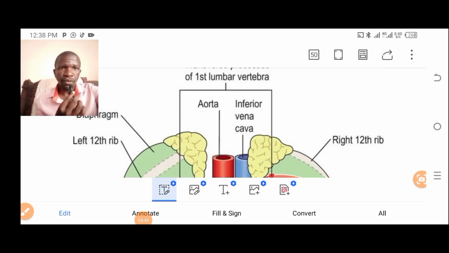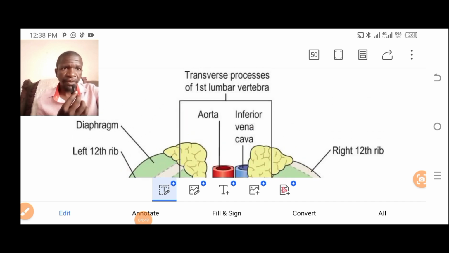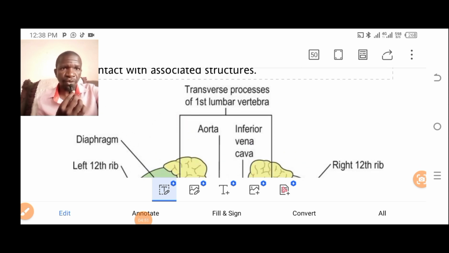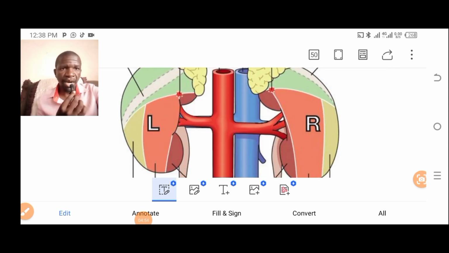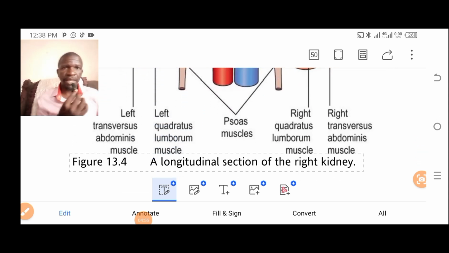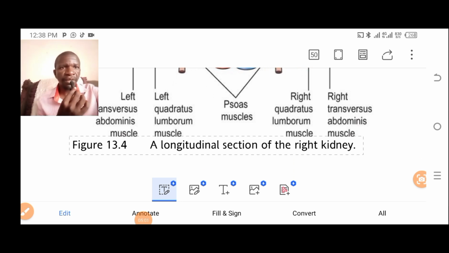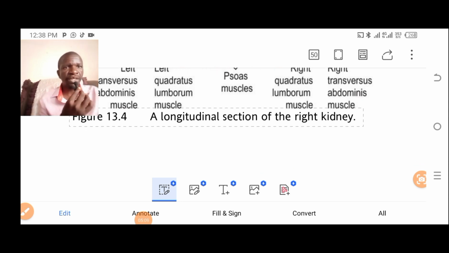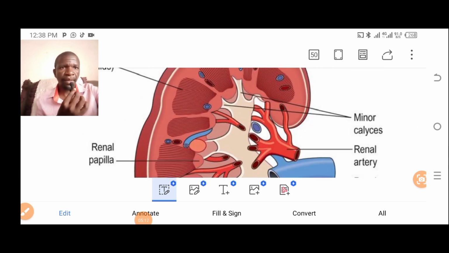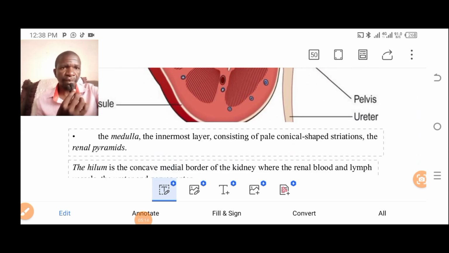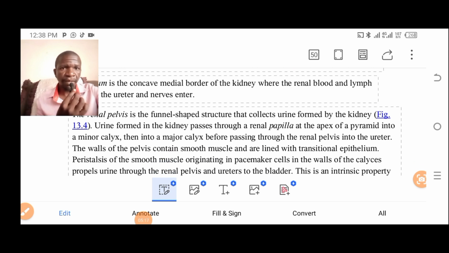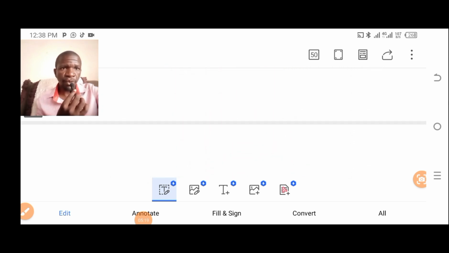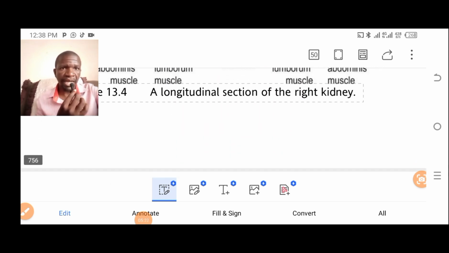The diaphragm, the 12th rib, the right 12th rib, the inferior vena cava, the aorta, the transverse processes of the first lumbar vertebra, the left transversus abdominis muscle, the left quadratus lumborum muscle, the psoas muscle, the right quadratus lumborum muscle, the right transversus abdominis muscle. So this is a longitudinal section of the right kidney. Right, let us look at this very important diagram. This diagram shows a longitudinal section of the right kidney.